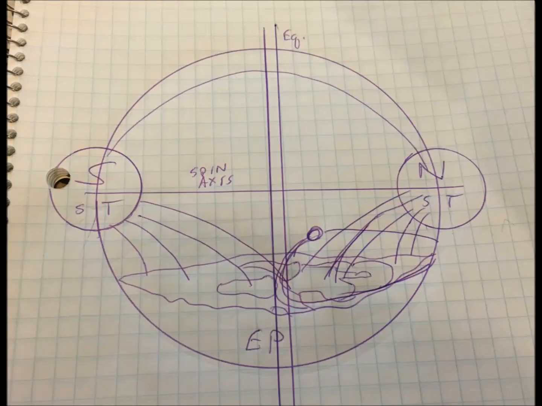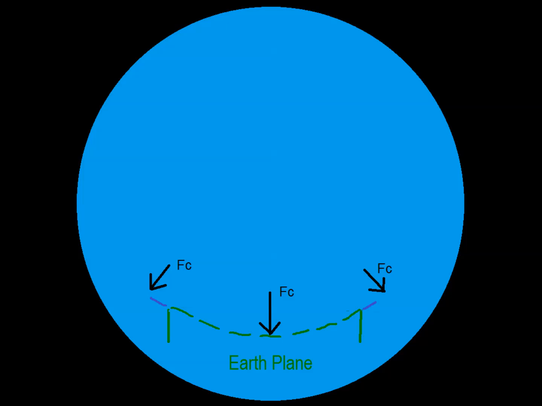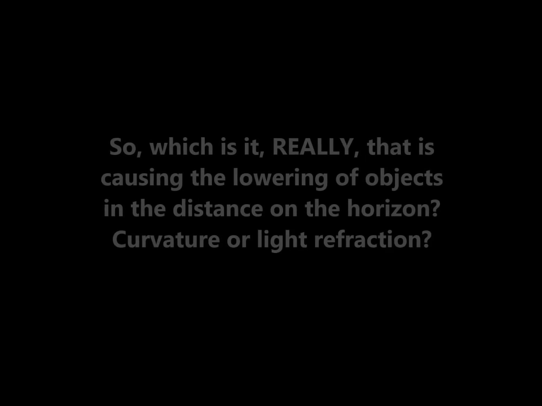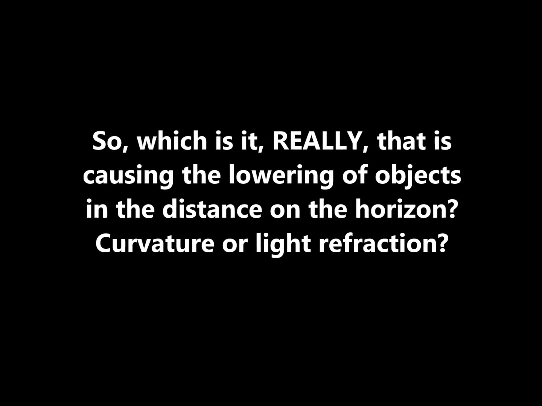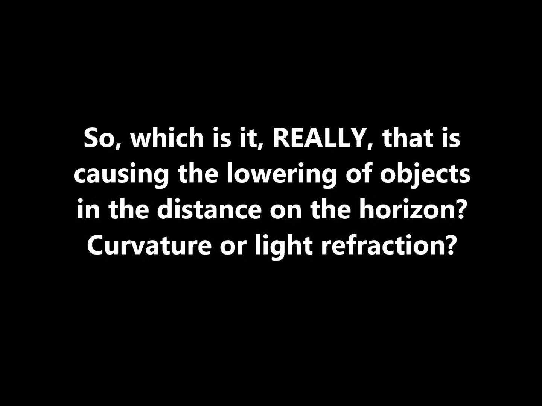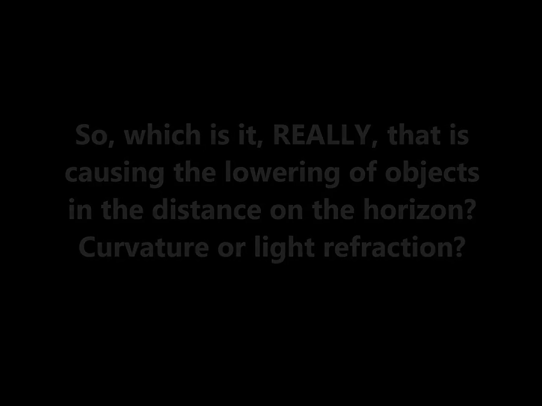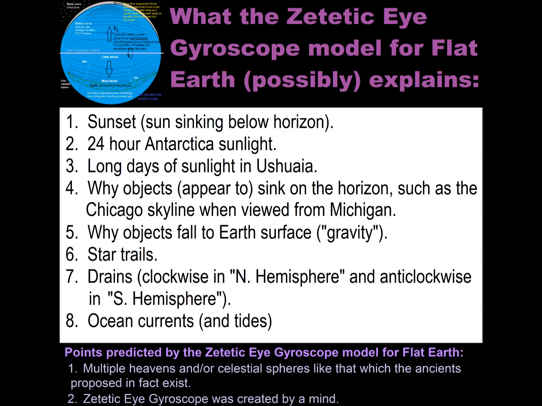So, the Zetetic gyroscope model describes in flat Earth terms why there can be the illusion of the lowering of objects in the distance on the horizon, including the sun forming the sunset. However, the question may linger in a viewer's mind, where one may wonder, how do we know with absolute precision that the appearance of the sunset and the lowering of objects in the distance on the horizon is in fact due to light refraction, a trick of light, rather than a curvature of the surface of the Earth. In other words, a person listening to this documentary may wonder to themselves, well, okay, curvature would explain the lowering of objects in the distance on the horizon, and perhaps light refraction would also. How do I know which one is correct? And we are going to explore that next.